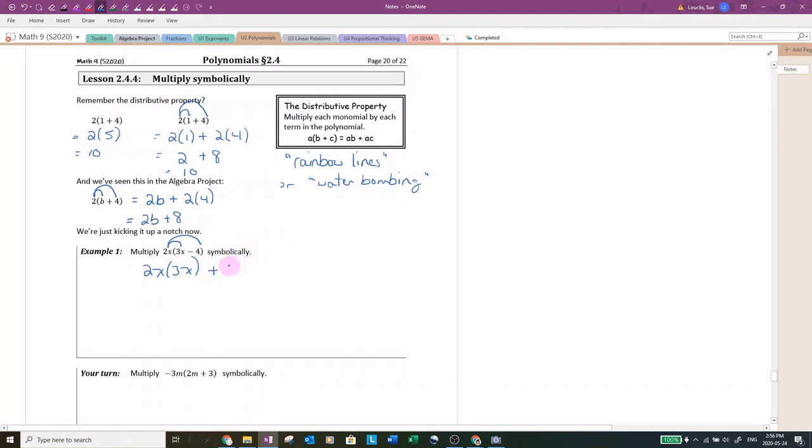and 2x times minus 4. So when you're learning, I like you to put in that you have this, and you have that. Okay, so just continuing on, 2x times 3x is 6x squared, and 2x times negative 4 is negative 8x.